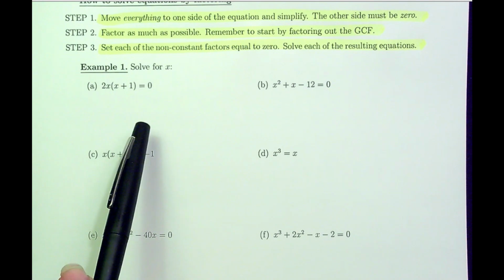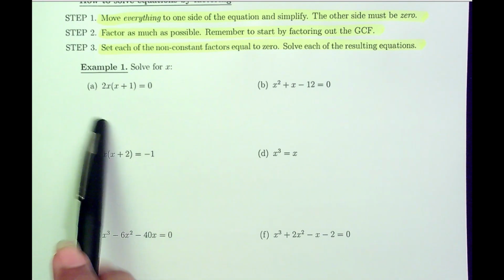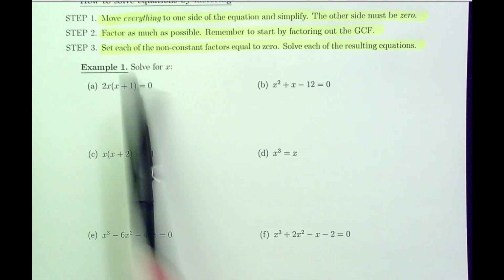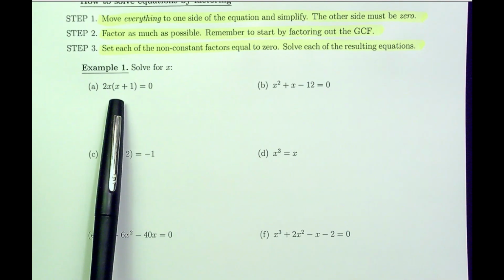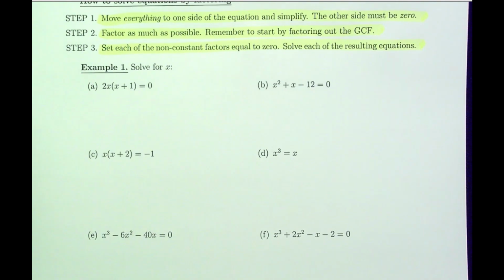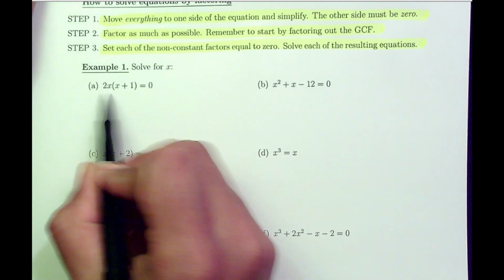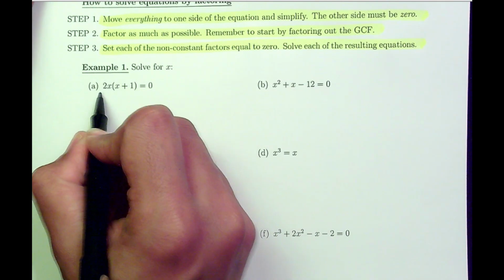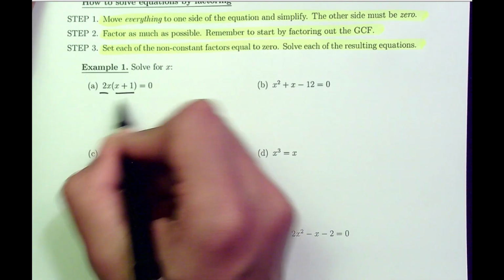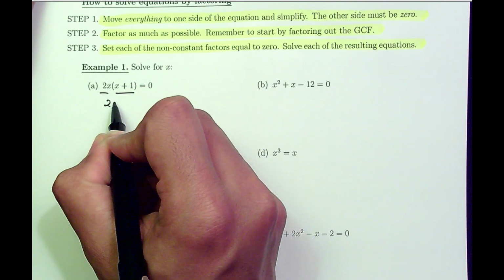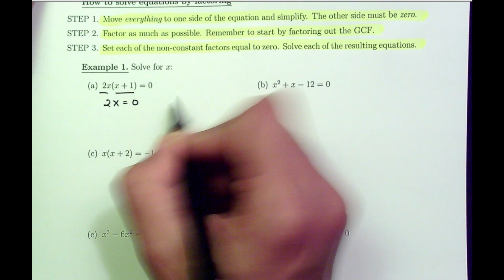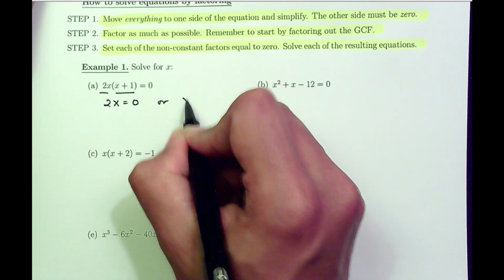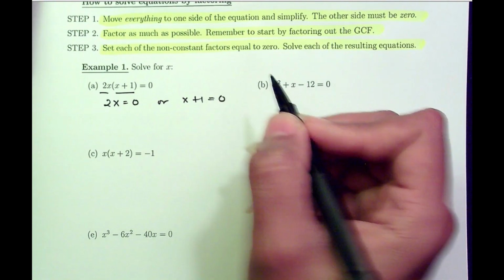Step 2 is factor as much as possible, factoring out the GCF. Note that this is already factored. So that means for this example, step 2 is also already done for you. And the last step, once you have factored everything, you're going to set each of the non-constant factors equal to 0. So I have two factors here. 2x is one factor and x + 1 is the other factor. So you're going to take each of those factors and set them equal to 0. So 2x equals 0, or x + 1 equals 0.